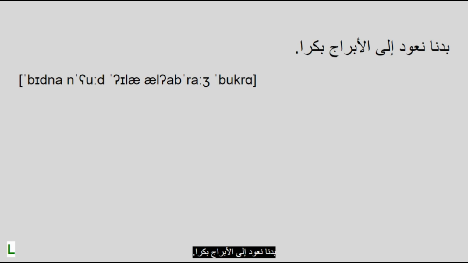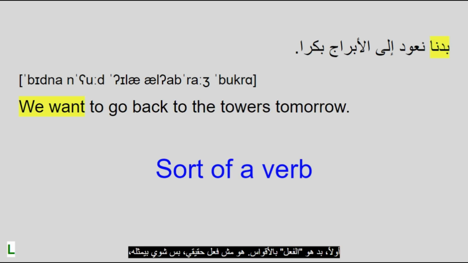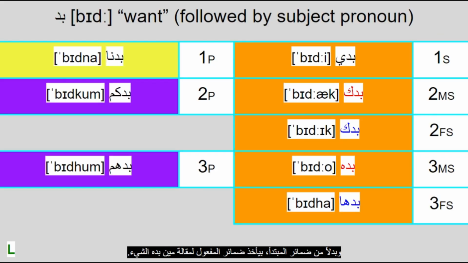Now it's time for the ritual example sentences we do at the end, both of which will be in Levantine. First up is بدنا نعود إلى الأبراج بكرة. This means we want to go back to the towers tomorrow. First, bid is the verb in quotations meaning want. It's not really a verb, but it kind of acts like one, and instead of subject pronouns, it takes object pronouns to tell who wants the thing.